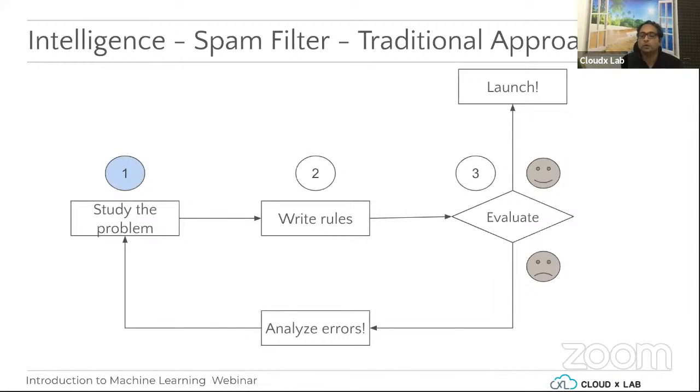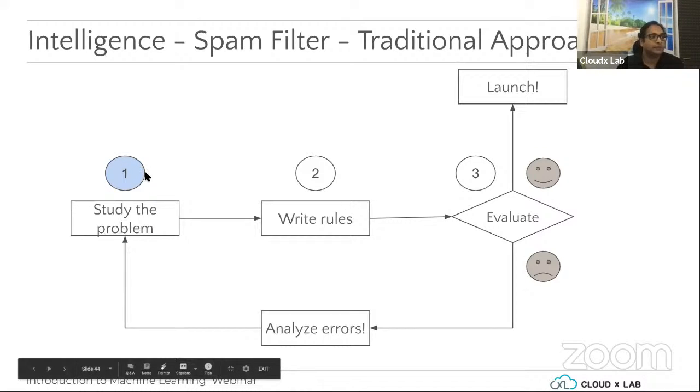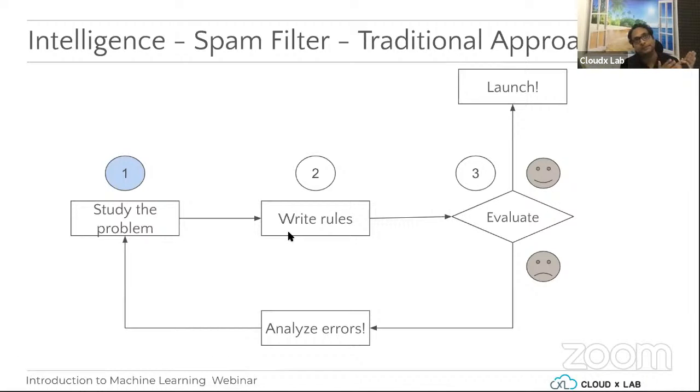In the classic approach, we will study the problem ourselves, and then we will write the rules. We will ourselves code the rules, like if the subject contains this particular word, or the body contains this particular word, let's mark it spam. Otherwise, mark it not spam, or we call it ham, right? So a spam filter can be built using this traditional approach, whereby we are writing rules, the if-else conditions. We are writing this logic ourselves, okay? So the understanding of the matter is dependent on the programmer.